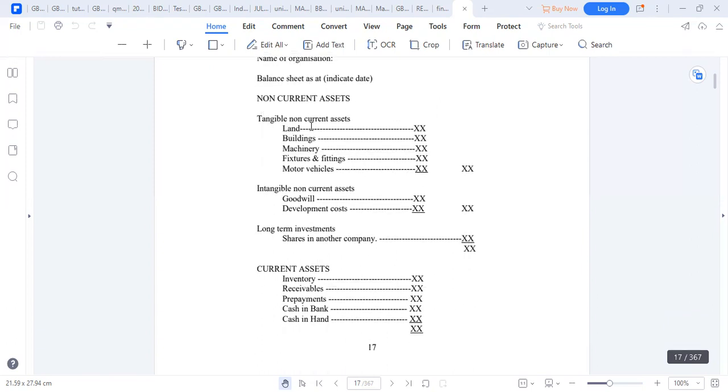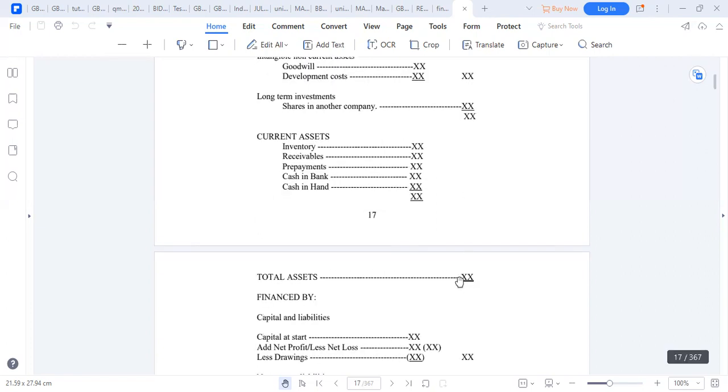When we start with assets, we have the non-current assets or the fixed assets here, we get the total. Then the intangible non-current assets, we get the total. Then we can also add the long-term investments, which is a share in another company. Then we add our current assets here. So the total here will give us what? The total assets. So this is giving us letter A, assets.